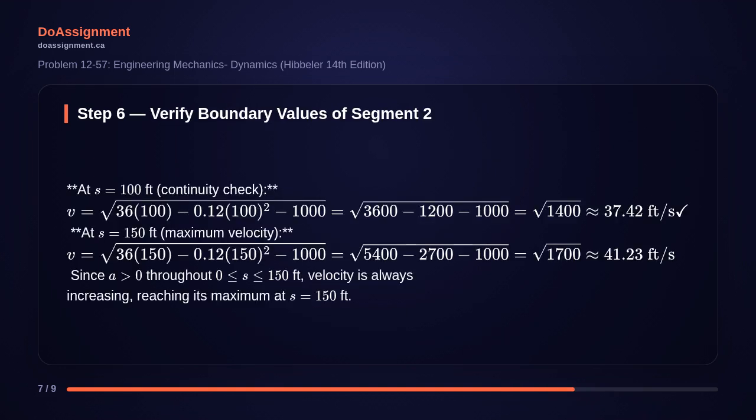Checking the boundary at s equals 100 feet confirms continuity. Both formulas give the square root of 1400, approximately 37.42 feet per second. At s equals 150 feet, where acceleration reaches 0, velocity reaches its maximum of approximately 41.23 feet per second.